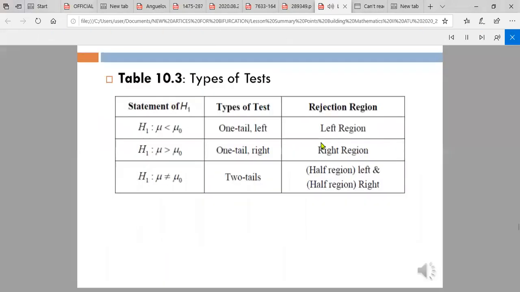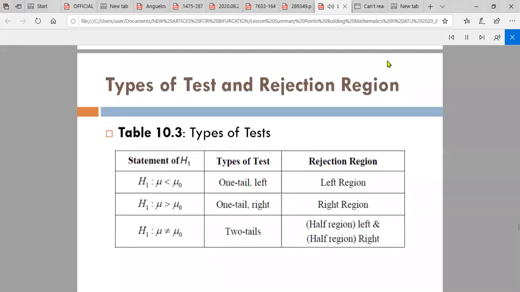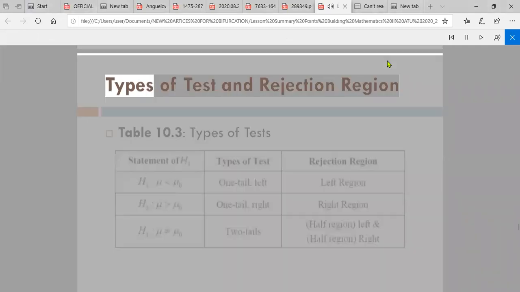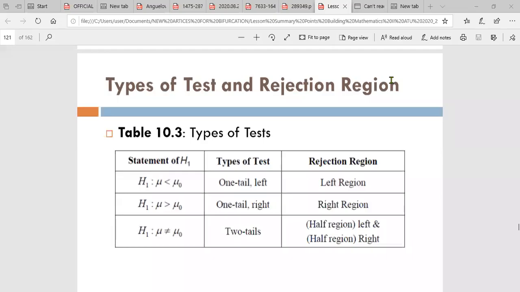Okay. Now, another thing we need to understand is, depending on types of test and rejection region, table 10.3, types of tests. So depending on the sign of your alternate hypothesis, which is your HA, in this case written as H1, depending on the sign, we can determine whether the rejection region, which is your alpha, will be on the left, will be on the right, or will be two-tailed, okay?